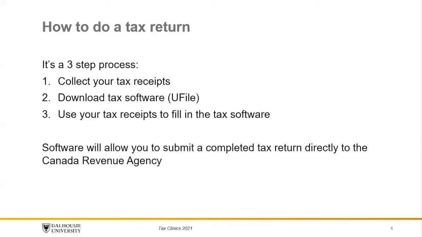So, doing a tax return is really a three-step process. One is that you collect your tax receipts. Two, you need to download tax software. We recommend the UFile tax software. And three, you have to use your tax receipts to fill in the tax software.